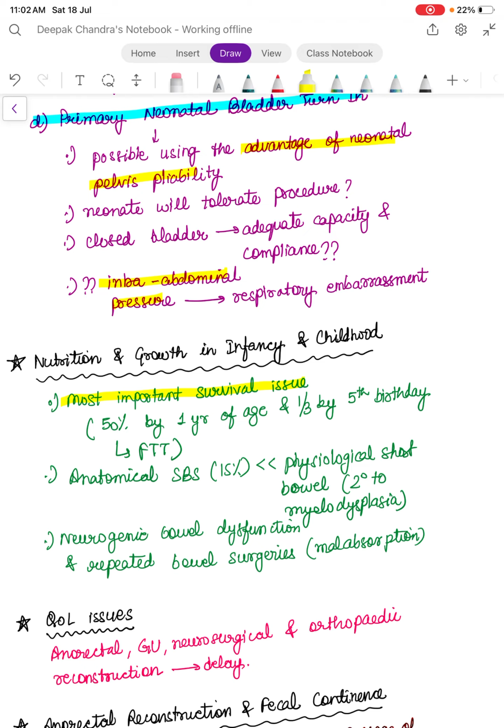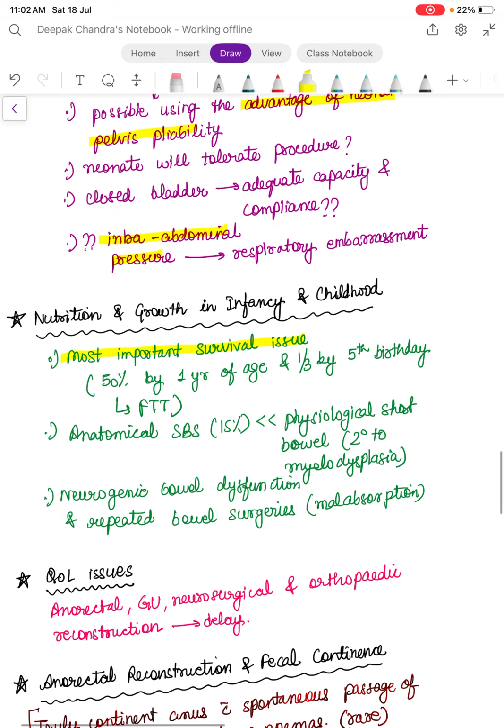So the physiological short bowel syndrome is relatively common secondary to myelodysplasia, and the anatomical short bowel syndrome is seen in around 15% of these neonates. Then the add-on factors responsible for physiological short bowel syndrome are neurogenic bowel dysfunction and repeated bowel surgeries, which can ultimately lead to malabsorption.